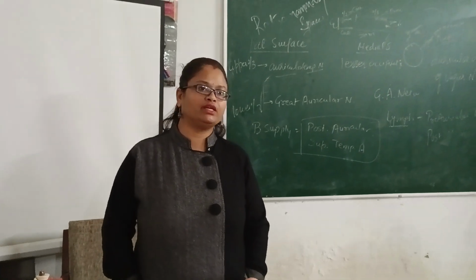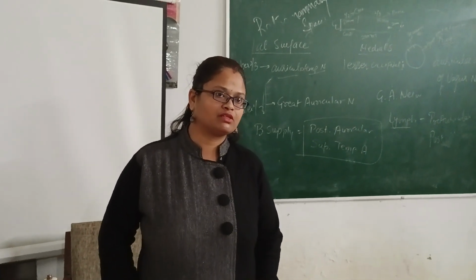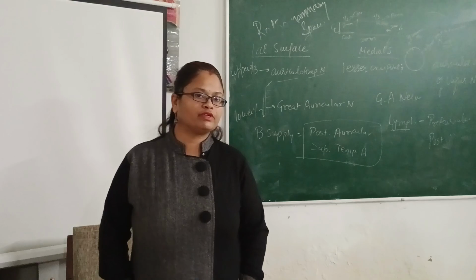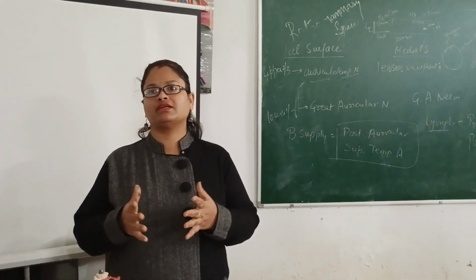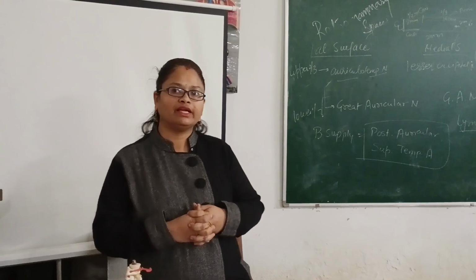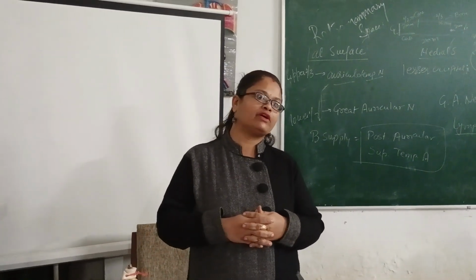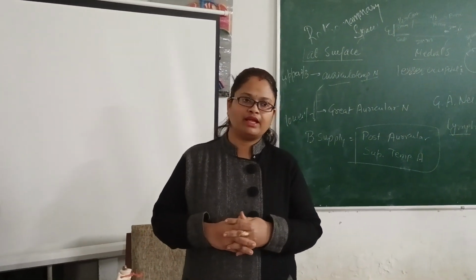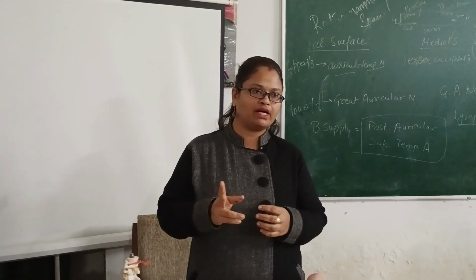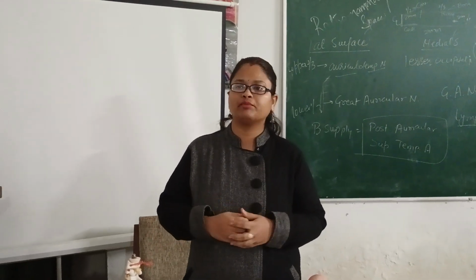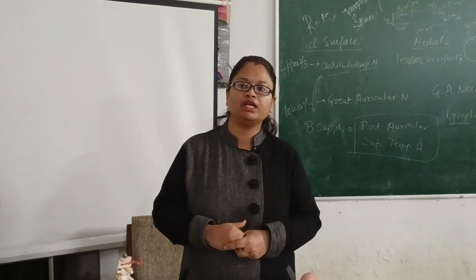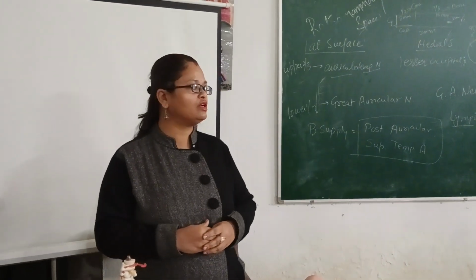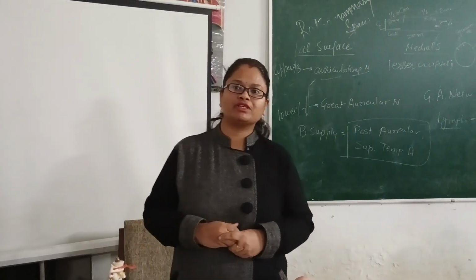We are going to study the ear, that is Shrotrindriye. First of all, the ear is divided into three parts: external ear, middle ear and internal ear. Today we are going to discuss the external ear. External ear has two parts: the auricle or the pinna, and second is external auditory meatus.